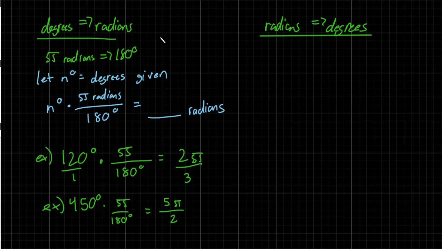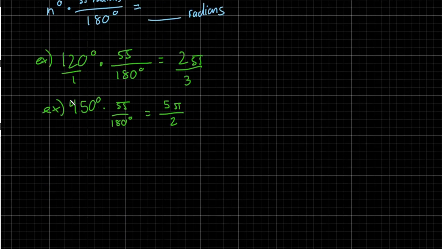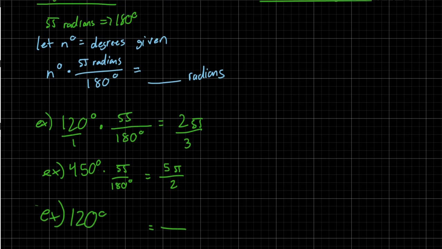Okay, degrees to radians. Let's do another practice one. Find what 120 is in radians. So convert 120 degrees to radians. So it has pi in it.